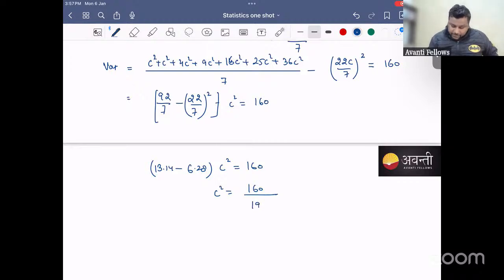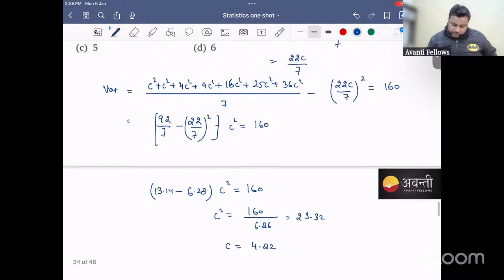Oh sorry, 13.14 minus 6.28. That is 6.86. This is your C square. But we are almost close to the answer. 160 divided by 6.86. That is 23.32. And C is what? C is under root of this. So C is 4.82.